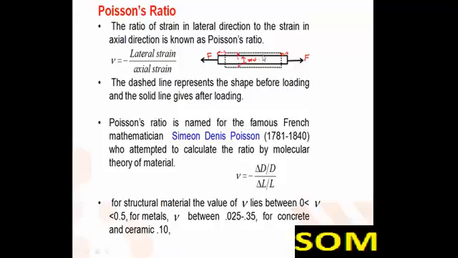Poisson ratio was discovered by the mathematician Simon Denis Poisson, who attempted to calculate the ratio using the molecular theory of material. The value of Poisson ratio is given by this, minus delta D over D, the change in diameter to the original diameter, divided by delta L over L, the change in length to the original length.